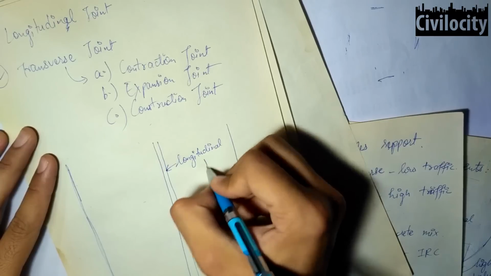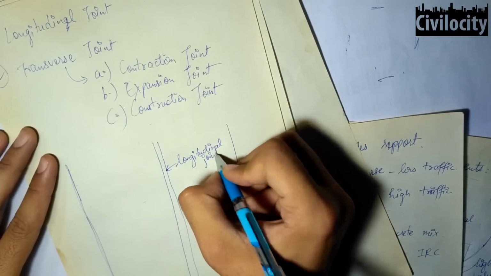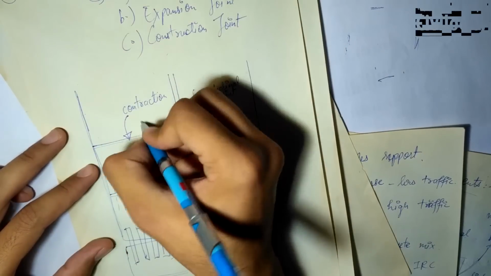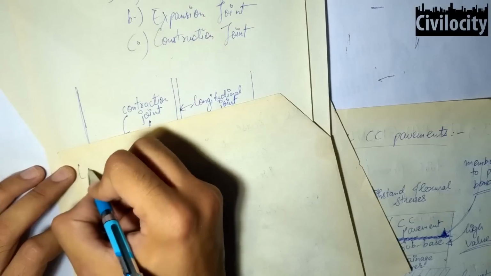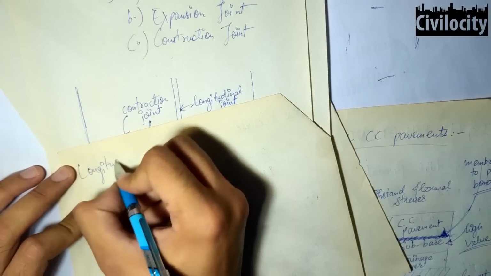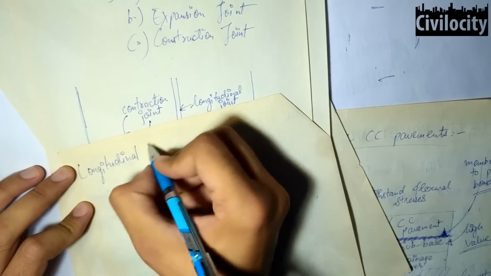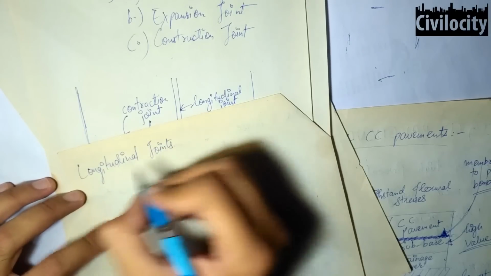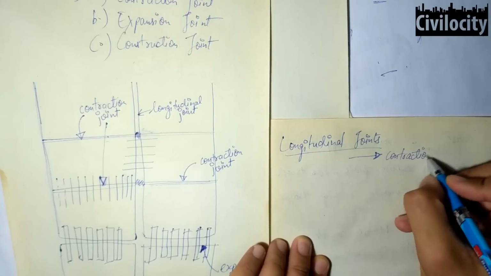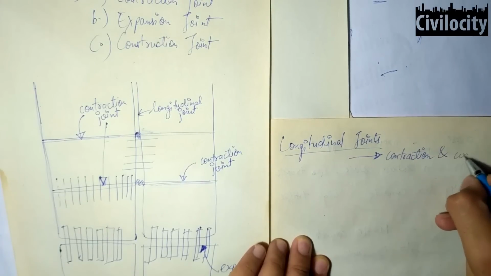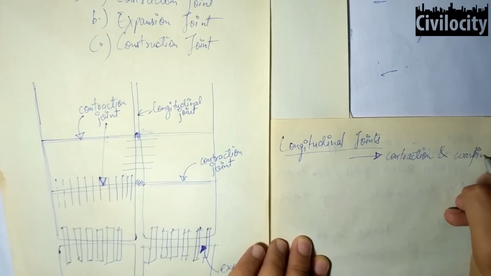So this is our longitudinal joint. This is our contraction joint. This is our expansion joint. Okay, let's talk about the longitudinal joints. We know that during the initial period of curing, shrinkage cracks try to develop in cement concrete pavements, and in order to prevent the development of these additional shrinkage cracks, longitudinal joints are provided.